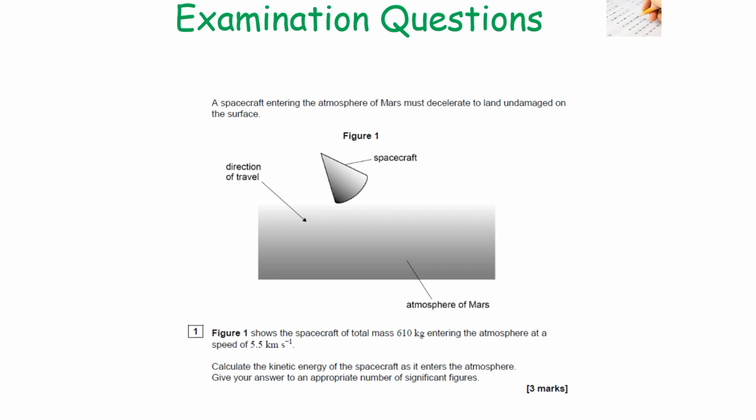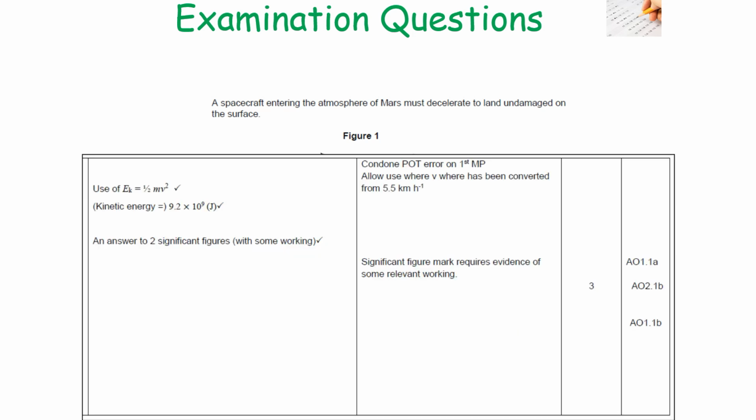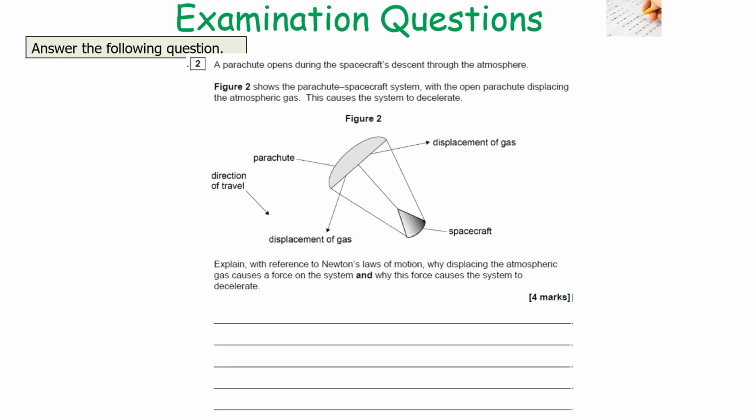We pop our numbers in, and you'll notice that in the numbers given in the exam question, we've got 2 sig figs for 5.5, and we've got either 2 or 3 sig figs for 610. So we go with the lowest possible value, which is 2. So we should give our answer to 2 significant figures, and we get 9.2 times 10 to the 9 joules. Right, let's have a look at our next question.